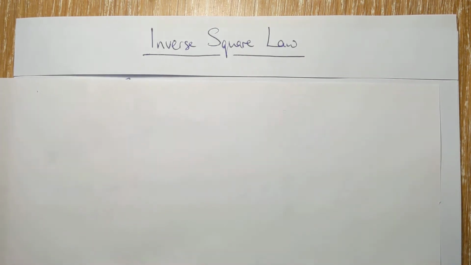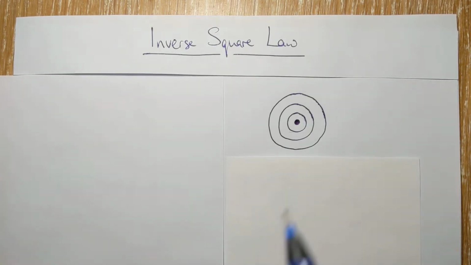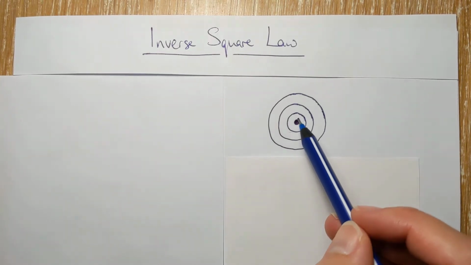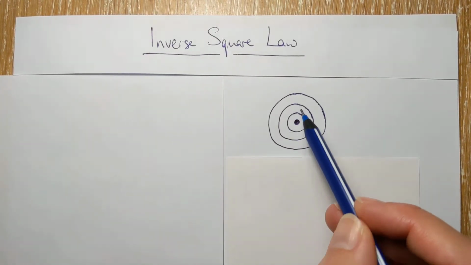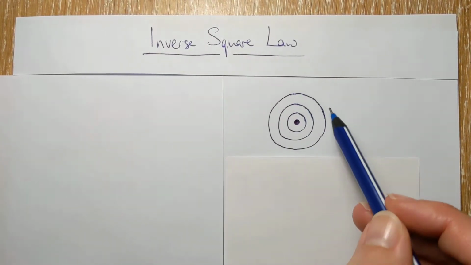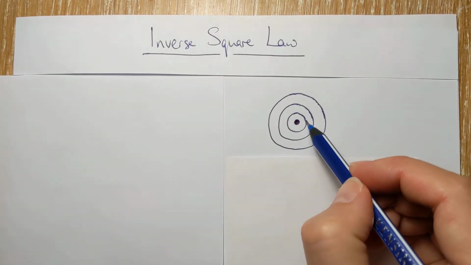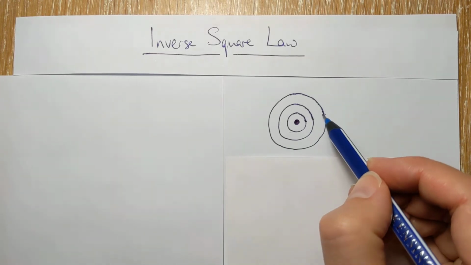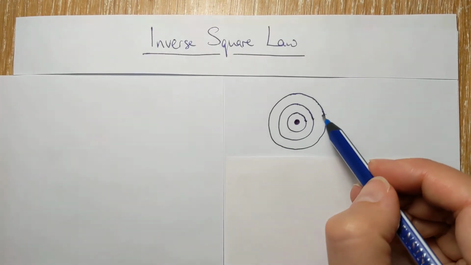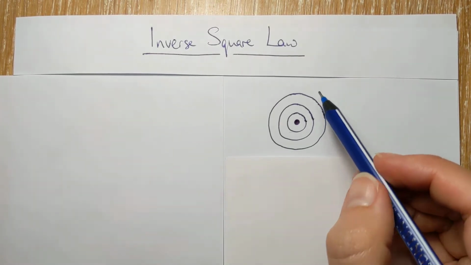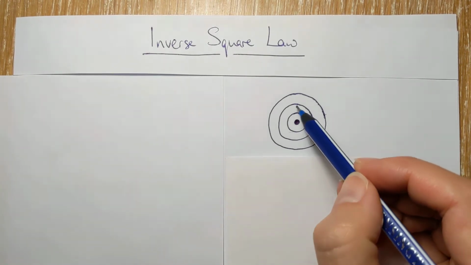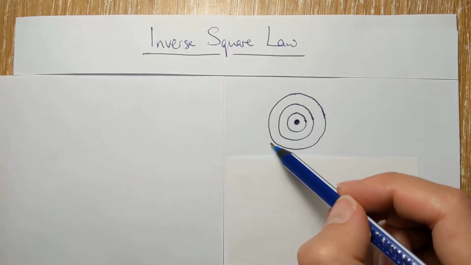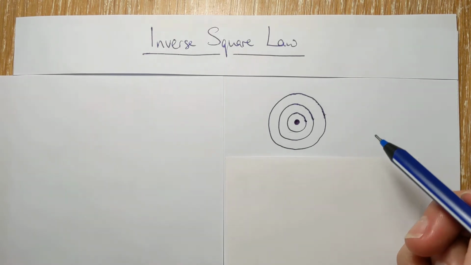Now, if you imagine dropping a stone into a lake, then we know that we're going to get circular wavefronts coming out. And the height of these wavefronts is going to get lower and lower. The amplitude of the waves is going to get lower and lower the further out from the centre they get. And that's because the energy is being spread out over a longer and longer wavefront.